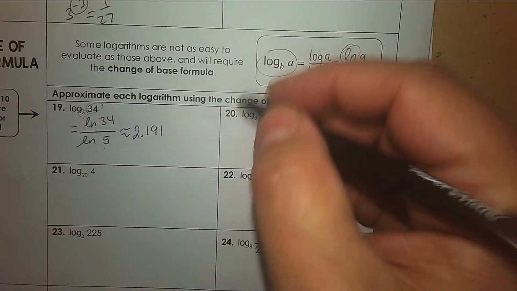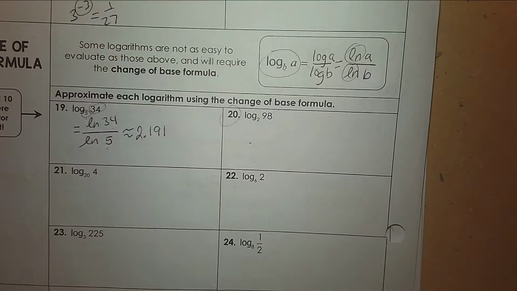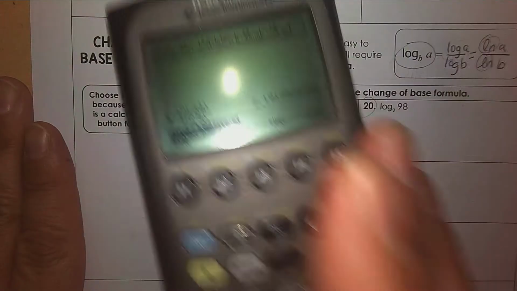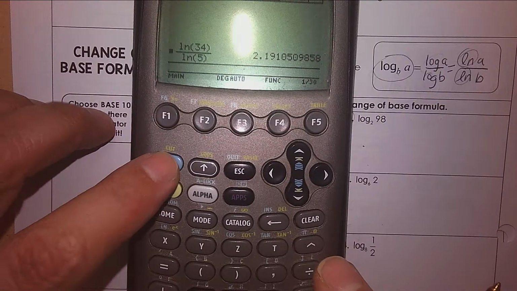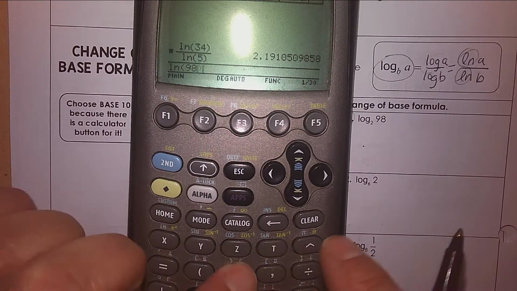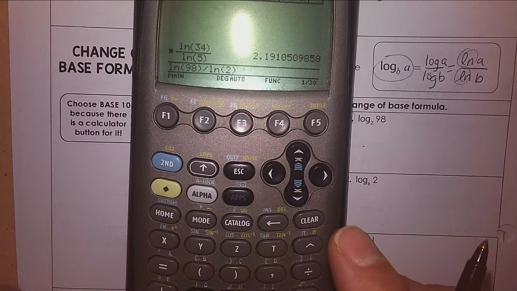I need to see, do you know how to use your calculator to evaluate a logarithm? So what's log 98 base 2? So you're going to go ln 98 divided by ln 2, diamond enter.